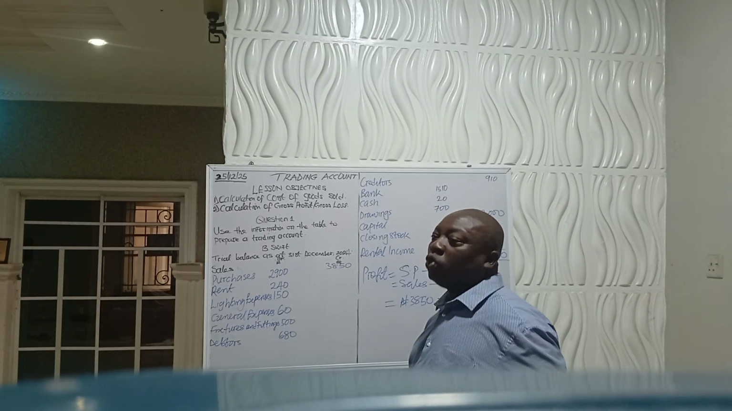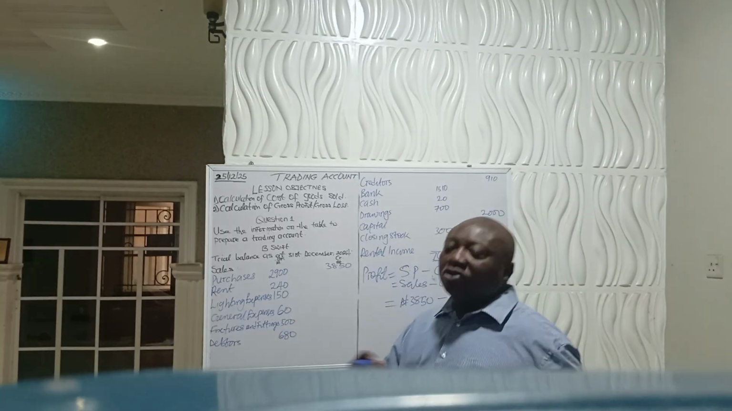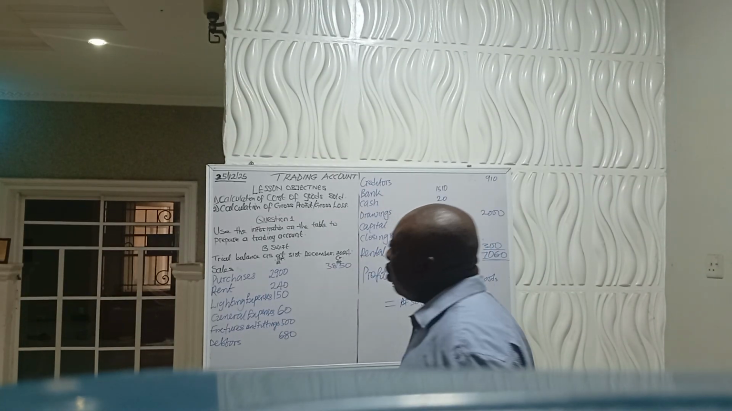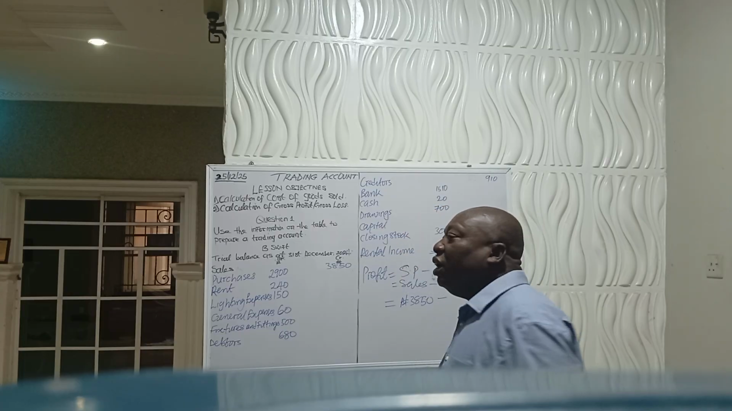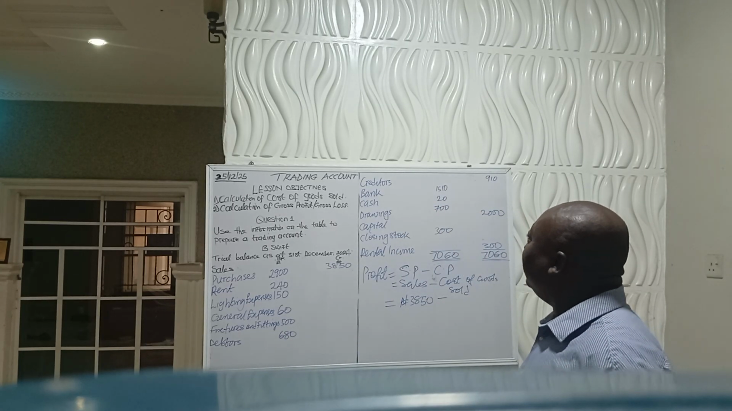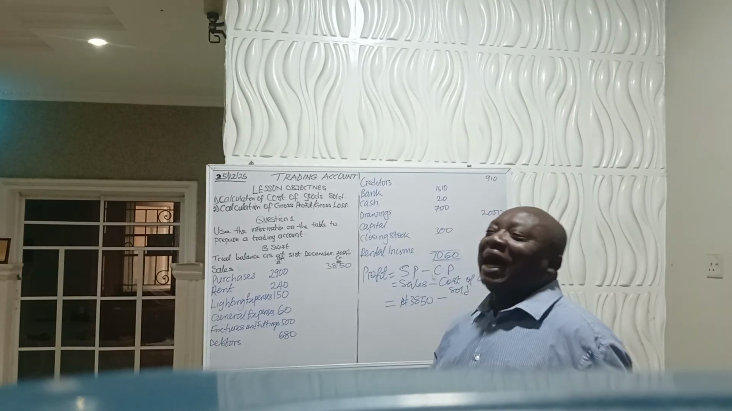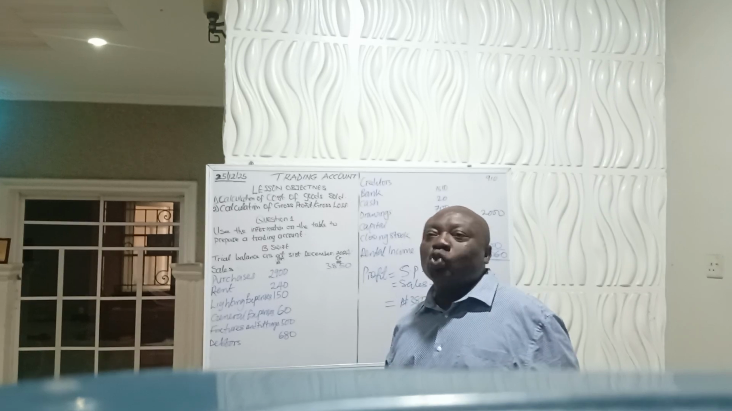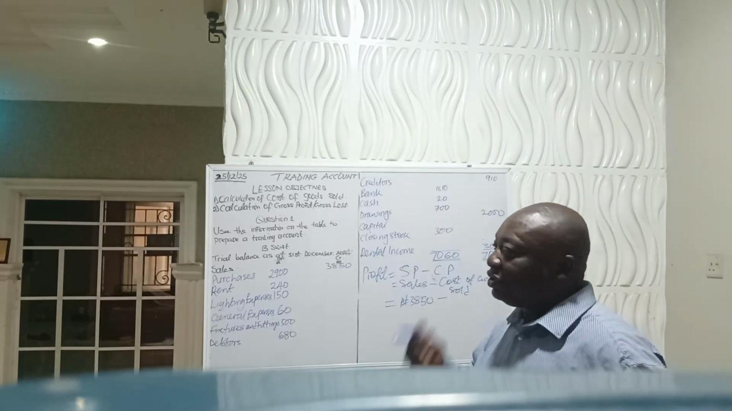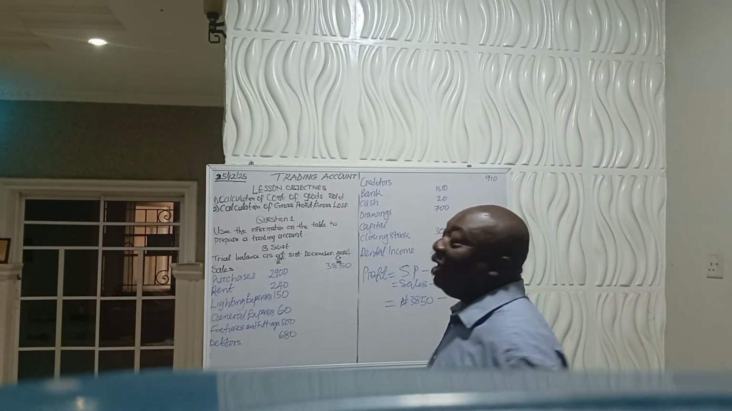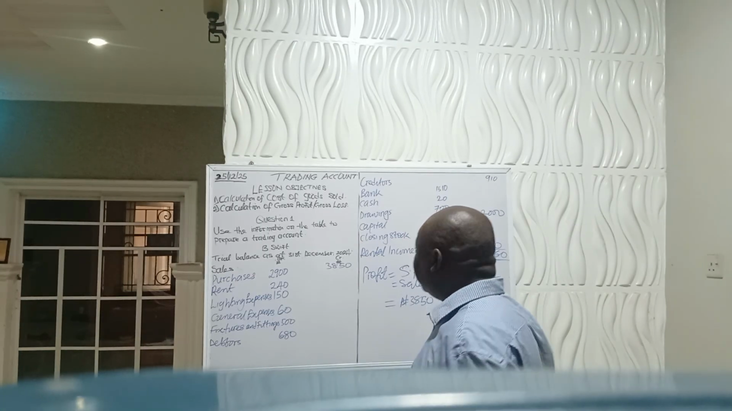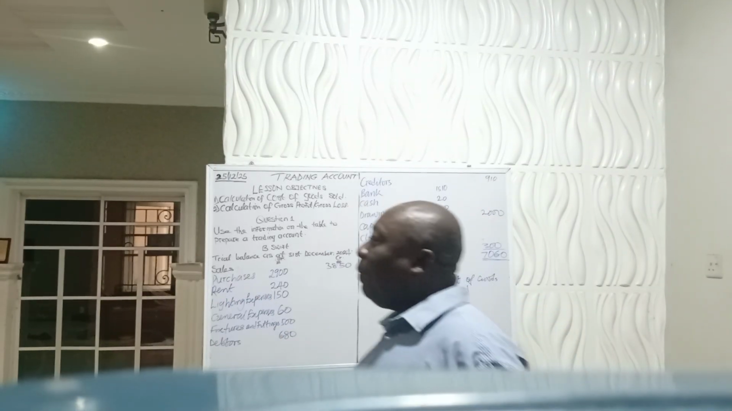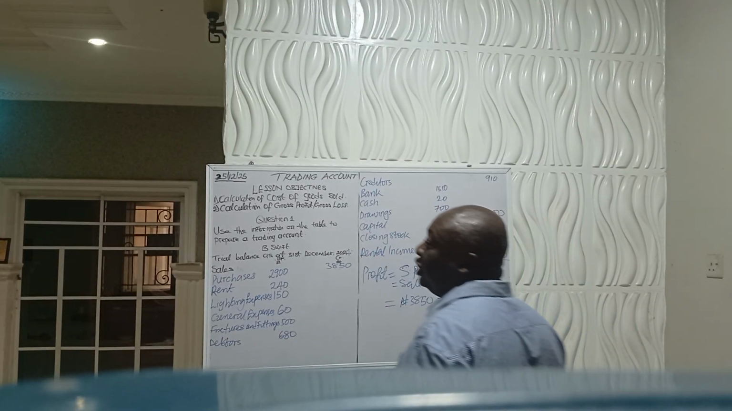The cost of goods sold is what? How do we get the cost of goods sold? Normally, to get the cost of goods sold, it is opening stock plus purchases. If there is carriage inward, it will be added. If there is return outward, it will be deducted from purchases. Then we will now say minus closing stock. To get cost of goods sold, the formula is opening stock plus purchases minus closing stock.